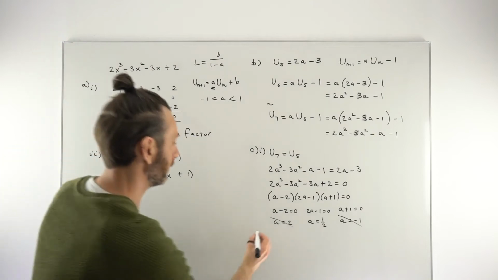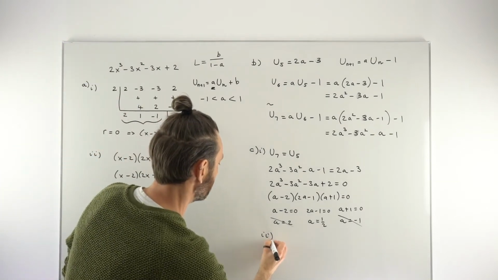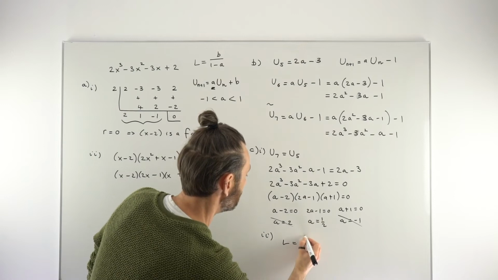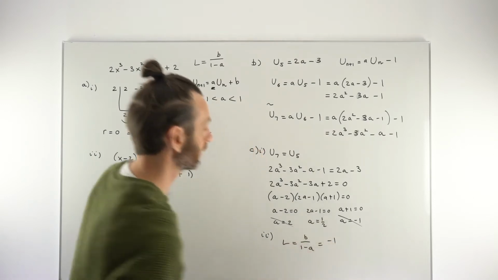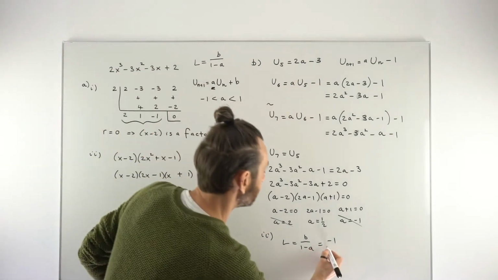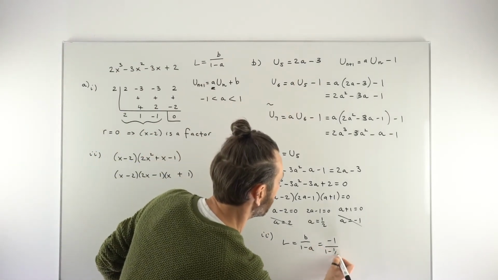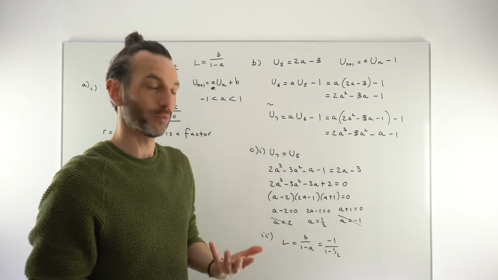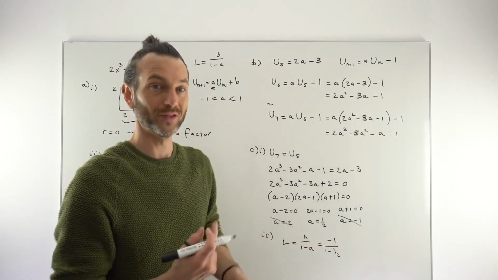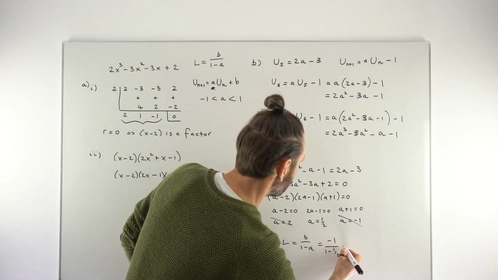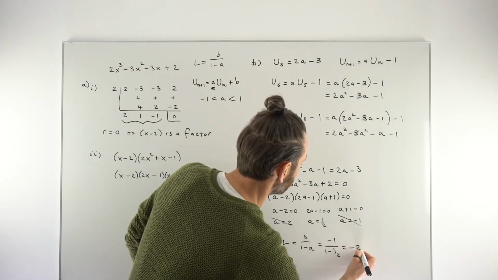So we can make our limit, which I'll just squeeze in down here. Our limit, so b over 1 minus a, is going to be -1 divided by 1 minus 1/2. 1 minus 1/2 is 1/2, so it's -1 divided by 1/2. Divided by 1/2 is the same as times by 2, so -1 times 2 is -2.